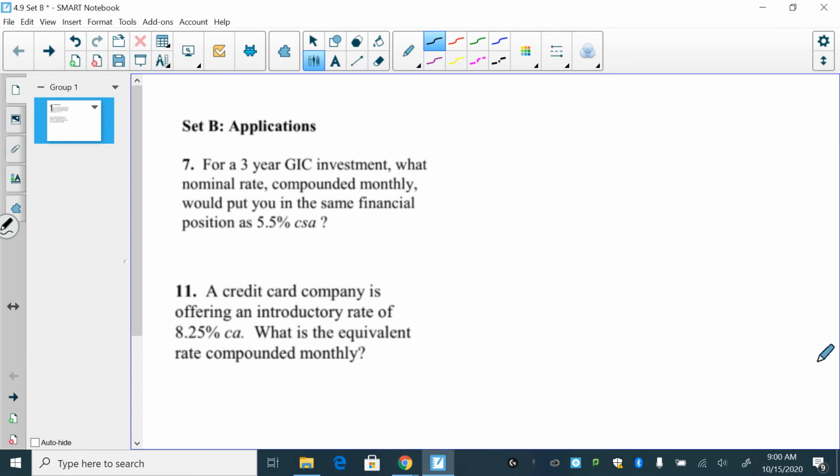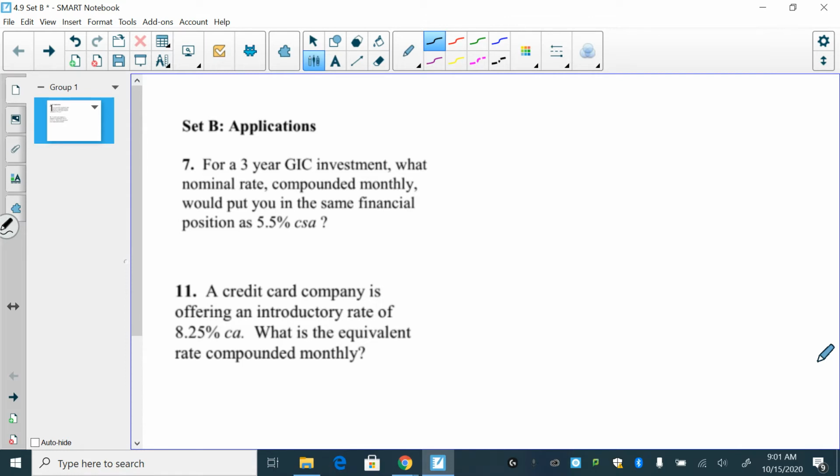Okay, number seven, let's look at this. So we got a 3-year GIC investment. What nominal rate compounded monthly would put you in the same financial position as 5.5% compounded semi-annually? So I'm actually asking you for what's the rate. So what's the equivalent rate?